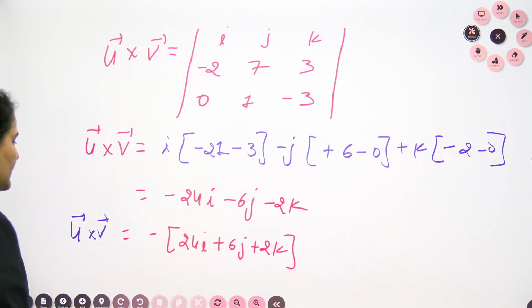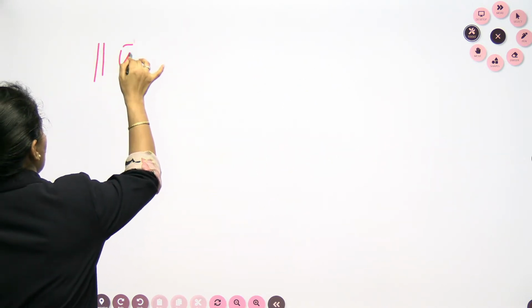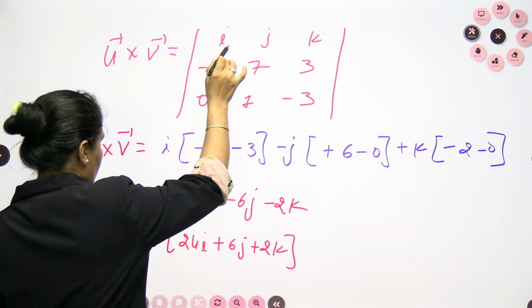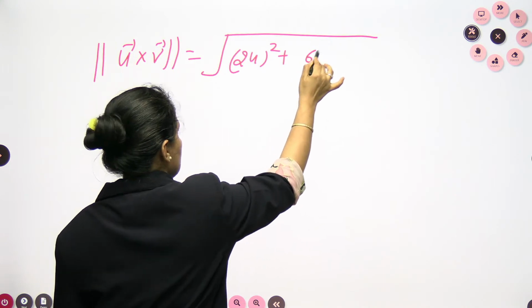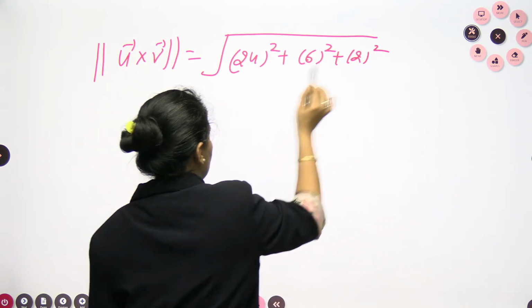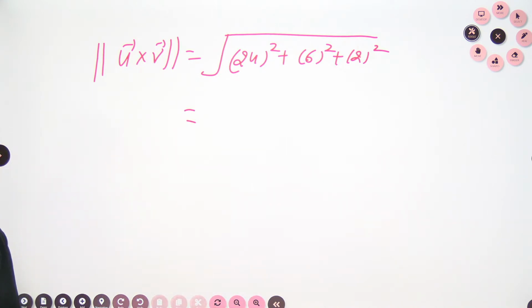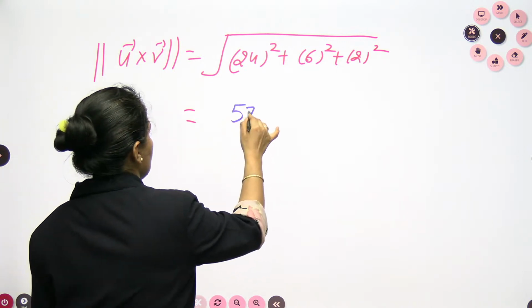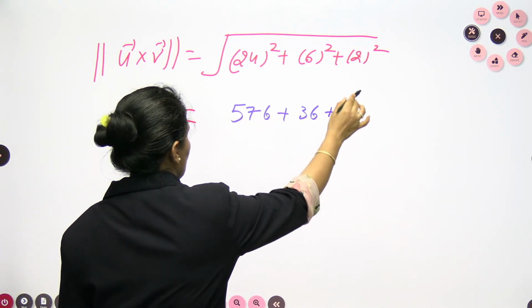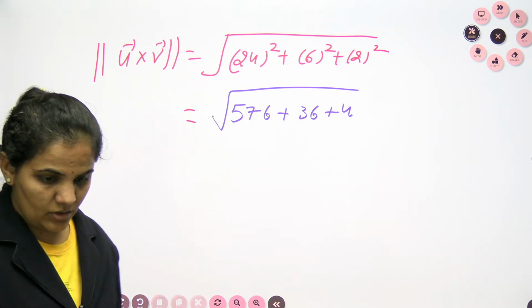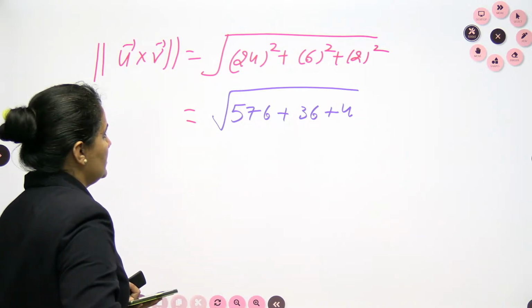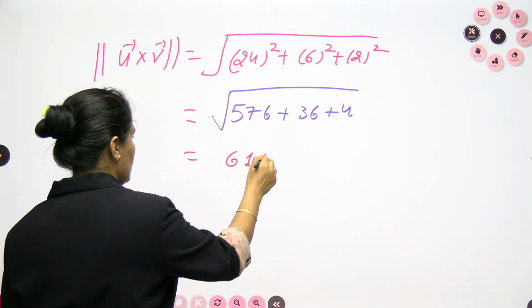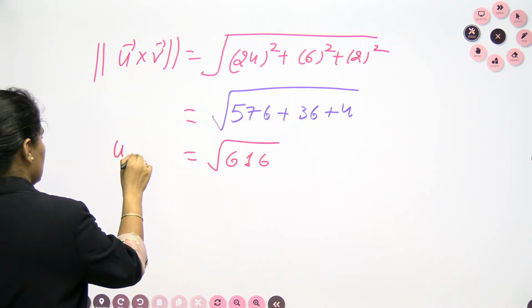Okay, ultimately I want the magnitude of u vector cross v vector. So when I go with this one, it will be square root of 24 square plus 6 square plus 2 square. I need this one only, 24 square plus 6 square plus 2 square. So it will be 576 plus 36 plus 4. When I solve this, what is the result? This will be 616. So we are having square root of 616.